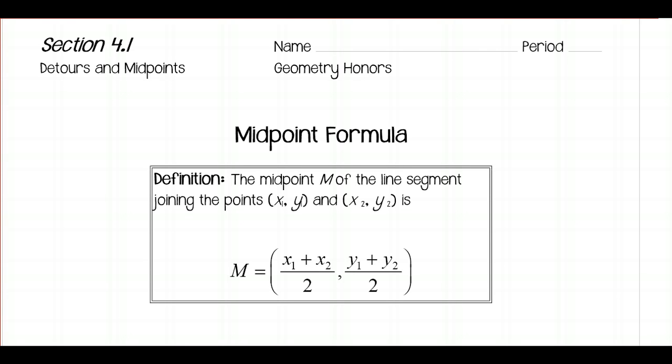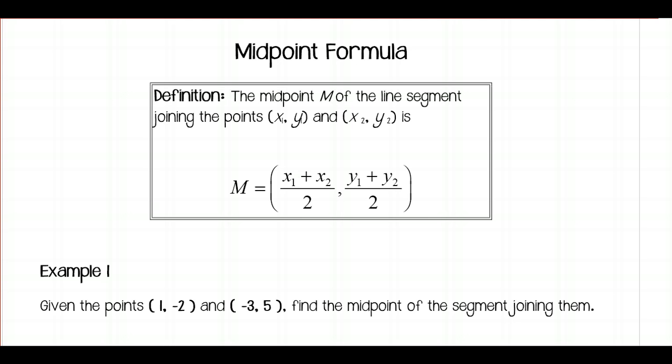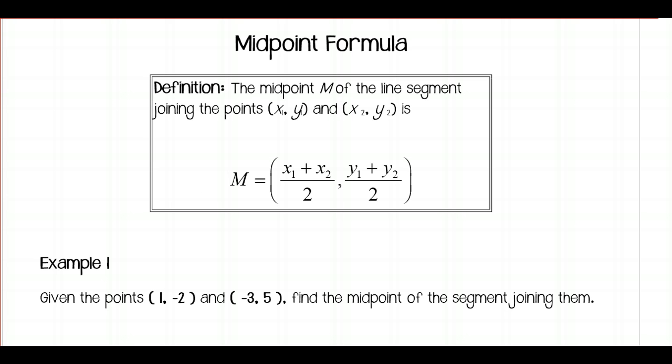This section we're going to be talking about detours, which we've actually done a couple of these proofs already, and the midpoint formula. So let's talk first about the midpoint formula, same as what you did in algebra. We're going to define M as the midpoint of a line segment joining the points x1 comma y1 and x2 comma y2, and the midpoint is just the average of the x values and the average of the y values. So that's really all this is.